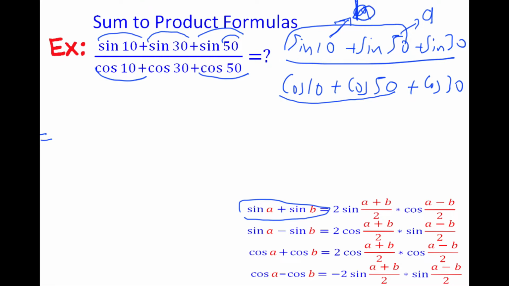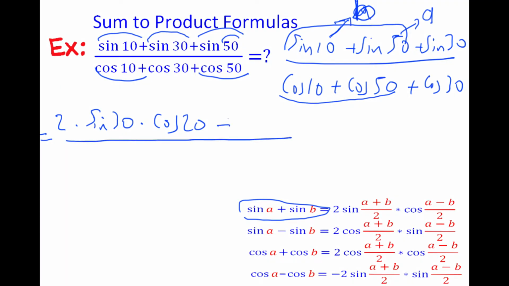Okay, so from here we're going to have 2 times sine of (10 plus 50) over 2. If you add them up, then we have 60, right? 60 divided by 2 is going to be 30. So we're going to have sine 30 times cosine of 50 minus 10, which is 40. 40 divided by 2 is 20, guys. Divided by, and by the way, don't forget to add this part, which is sine 30.